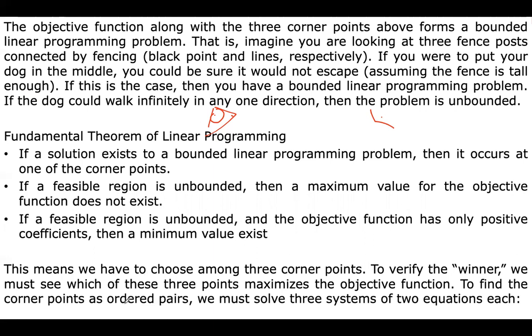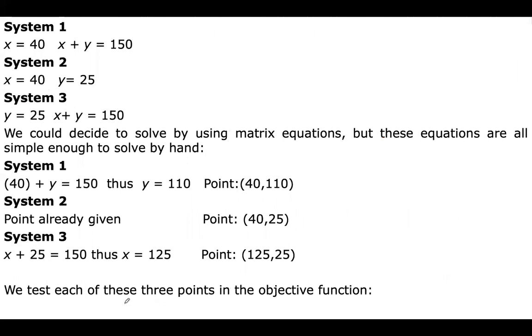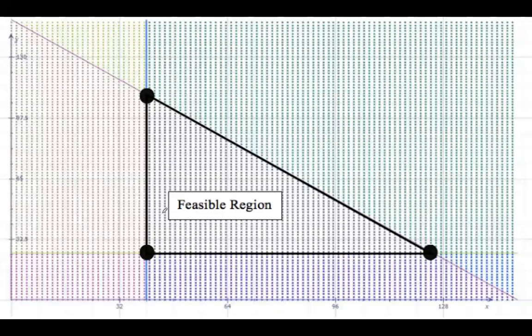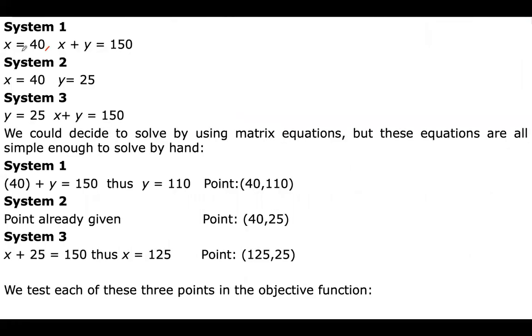To find the corner points as ordered pairs, we must solve 3 systems of 2 equations each. This is our first system, where x equals 40 and x plus y equals 150. This is x equal to 40 and this is the equation, so we will solve these two. For the next one, we'll solve these two. In this one, x plus y equals 150. Similarly for the third, we'll solve for x and y. So this is system 1, x equals 40, x plus y equals 150; system 2, x equals 40, y equals 25; system 3, y equals 25, x plus y equals 150. Let's solve system 1.